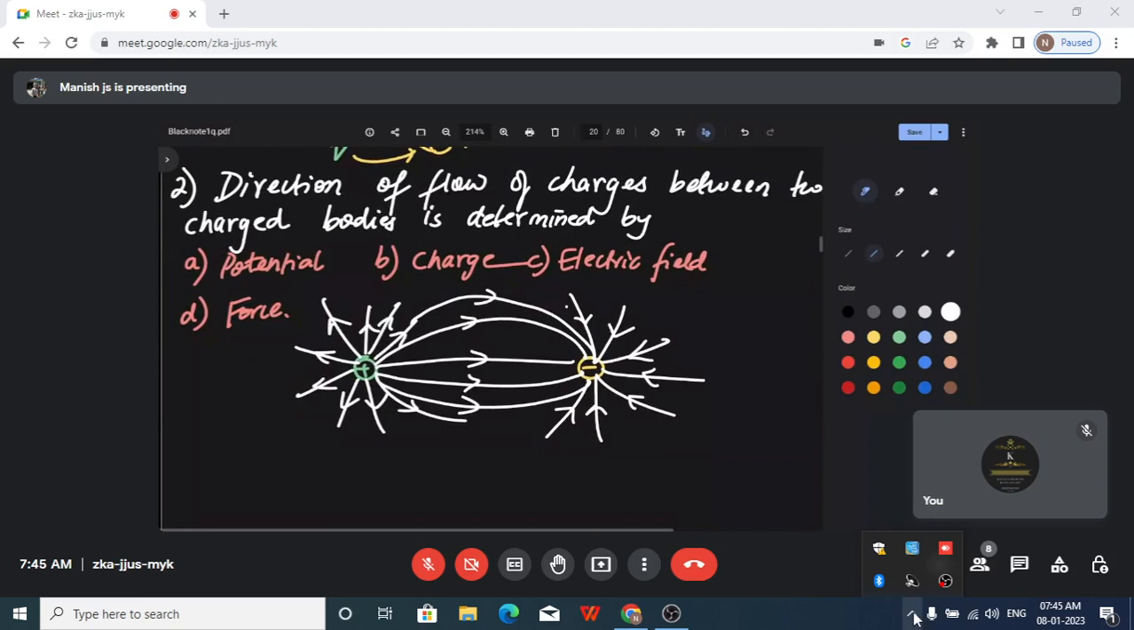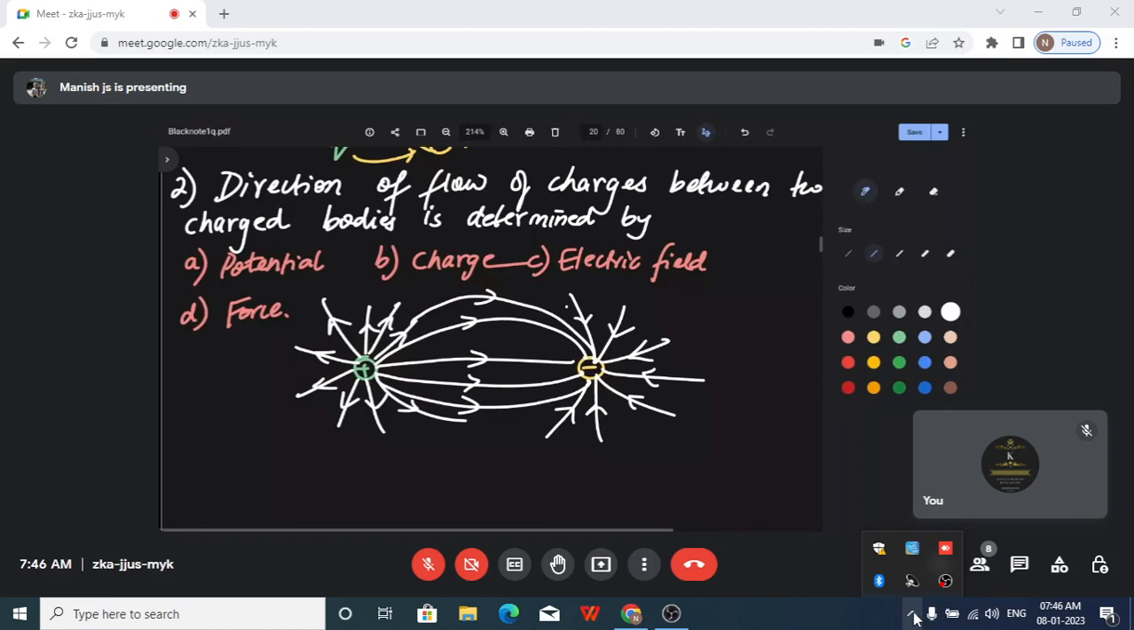Perfect. The lines you see here are the electric lines of force, which we are depicting. But look at the question: the direction of flow of charges between two charged bodies is determined by what? Is it simply determined by force? No, it is not force also.